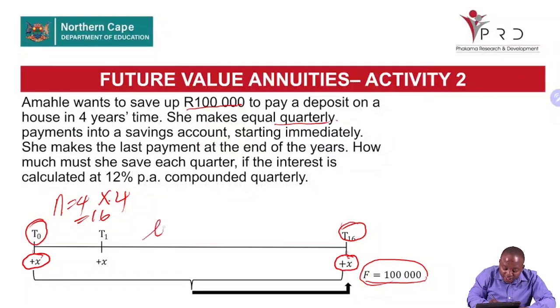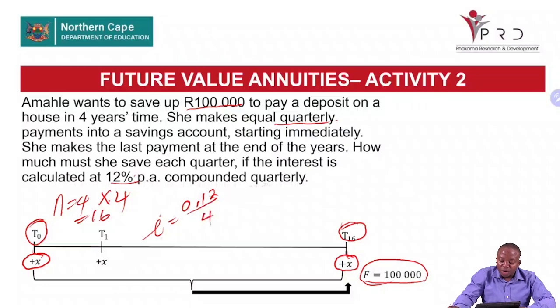So our interest rate, we are given that as a percentage. We convert that, we get 0.12 by dividing the 12% by 100, all over the compounding period, which is quarterly. Quarterly means divide by 4. Now that we have all the information we need, we quote down the formula.